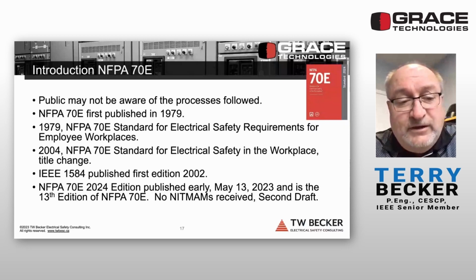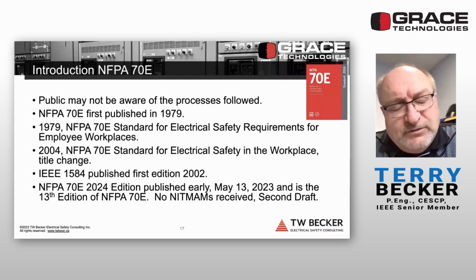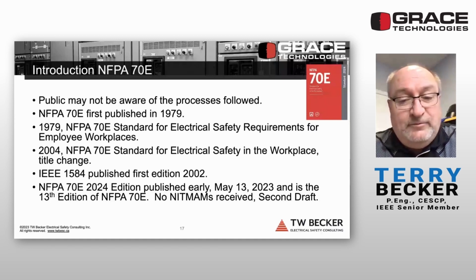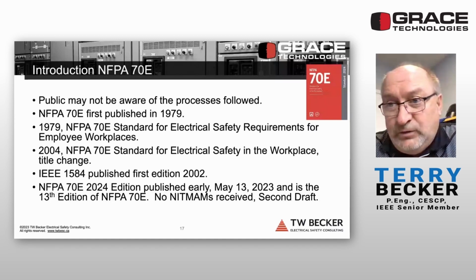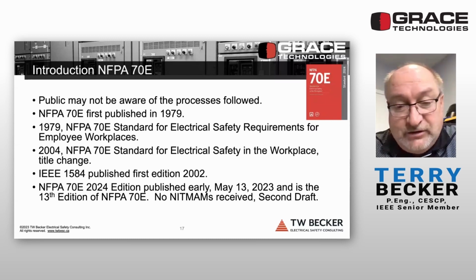I've attended all NFPA 70E Tech Committee meetings since 2007 in San Diego, and this is the first time 70E published early, and the reason is that the changes weren't significant, which meant no one had any issues. So there was no notice of intent to make a motion to reject any of the changes. Because of that, NFPA published it on May 13, 2023. Usually there are NITMAMs, and therefore there is a delay in publishing. So that's why it published early if you were not aware.